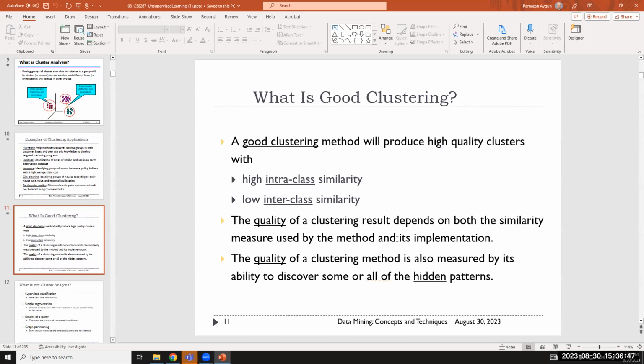I already mentioned that a good clustering method will produce high quality clusters with high intra-cluster similarity and low inter-cluster similarity. And the quality of the clustering depends on the similarity measure and the method itself. So both are important.